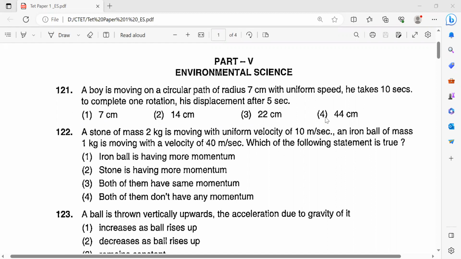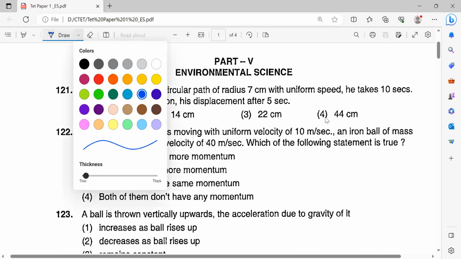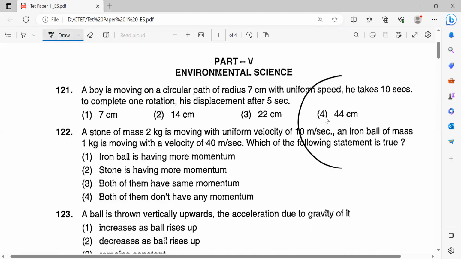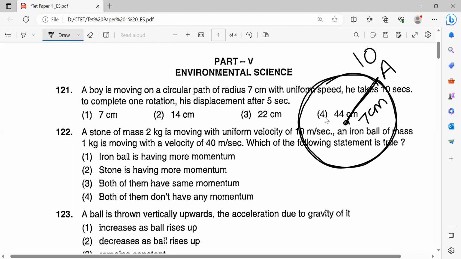So here, consider a circle like this, and the radius is 7 centimeter. Let us consider this as position A. To complete one rotation, to come back to the same point A, he takes 10 seconds. They are asking his displacement at 5 seconds.